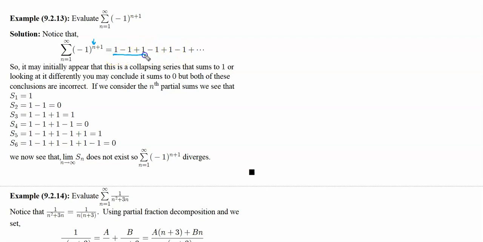Okay. Now you might erroneously think that this is a collapsing series. You might look at this and say, well, I see this negative cancels with that one, this one cancels with this one, and this one would cancel with the next one, so shouldn't my series equal 1? Well, no, it shouldn't, because as we'll see, the nth partial sums do not actually converge to anything.